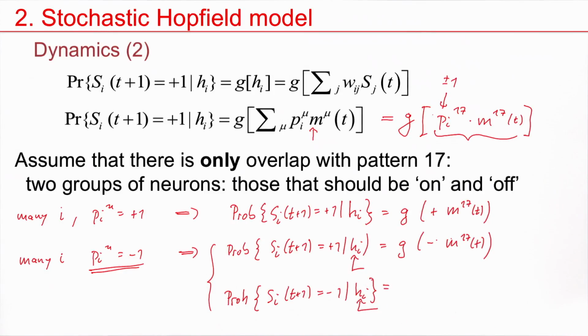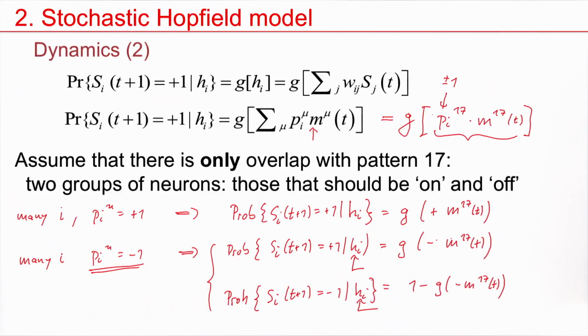Well, this is 1 minus the probability to be active. So it's 1 minus g of minus m17 of t. And the same argument could be made for the other group. Neurons that should be active, they have a +1 in our pattern number 17, can happen to be inactive. And their probability would again be 1 minus g. 1 minus the probability to be active is the probability to be inactive, to be at -1.